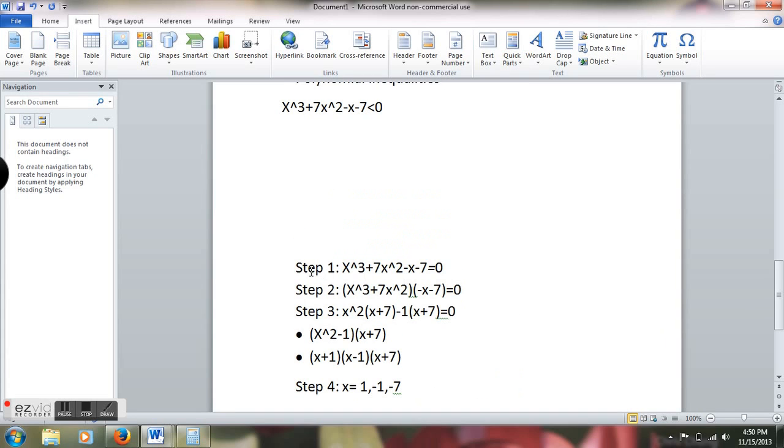Alright, step 1. What you really need to do first is change the less than or greater than sign to an actual equal sign to make it an equation. After that, you can solve it either by grouping or factoring. What I did here was by grouping.